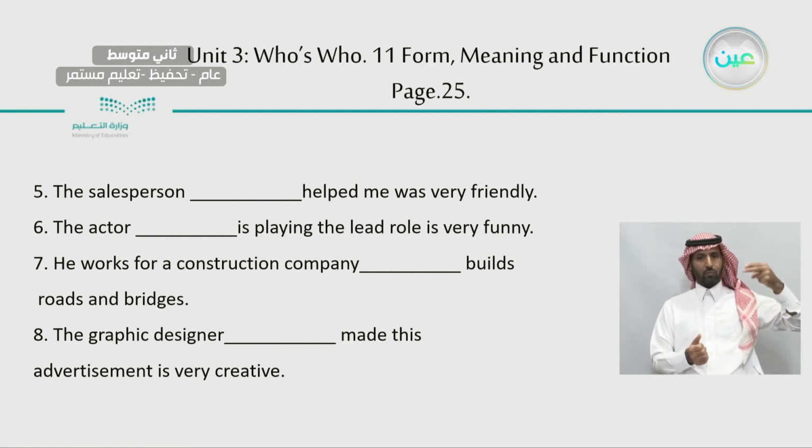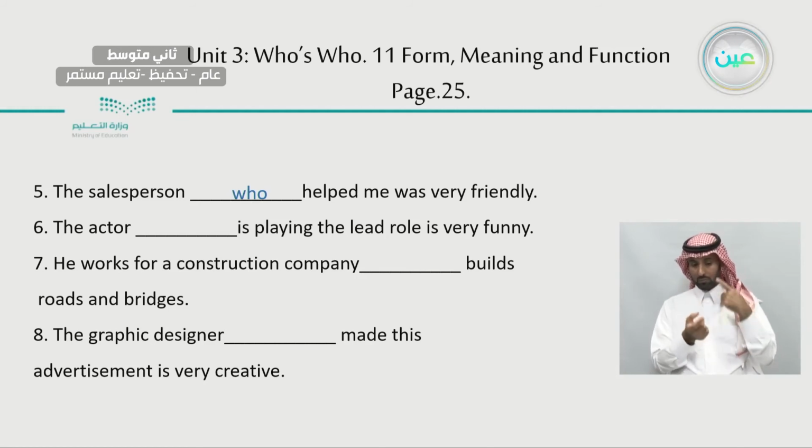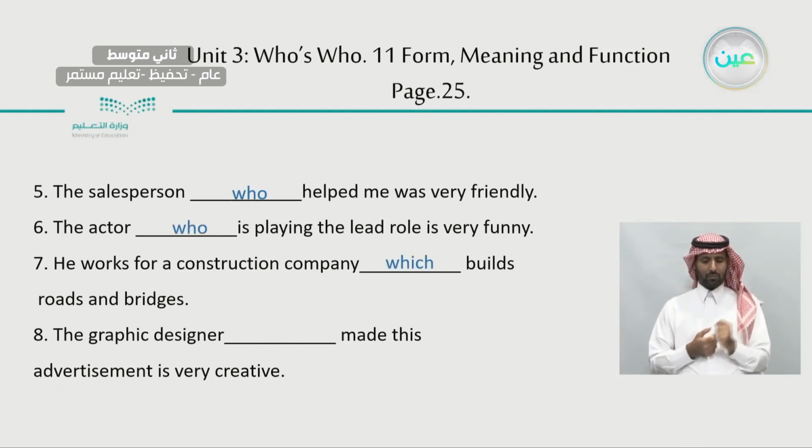Who or which? The salesperson, something, helped me, was very friendly. The salesperson. Salesperson is a person. So people, that's why we are going to use who. Now the next one. The actor, something, is playing the lead role, is very funny. We're talking about what? The actor. Who? We used who because we're talking about the actor.